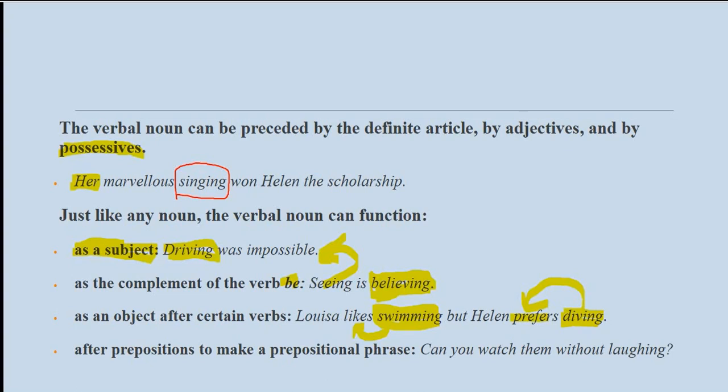So the verbal nouns might be also used after prepositions to make a prepositional phrase. Let's look at it. Can you watch them without laughing? Here you can see that after a preposition, if we use a verb, we have to add an ing. So this is also an example of verbal noun. Using a verb with ing after a preposition is also an example of verbal noun.